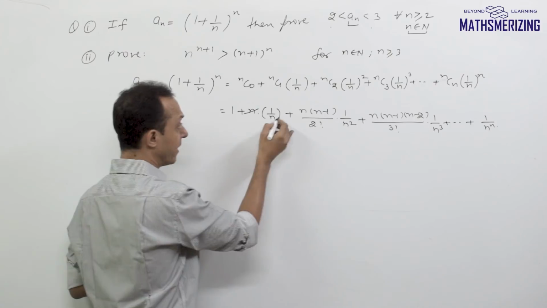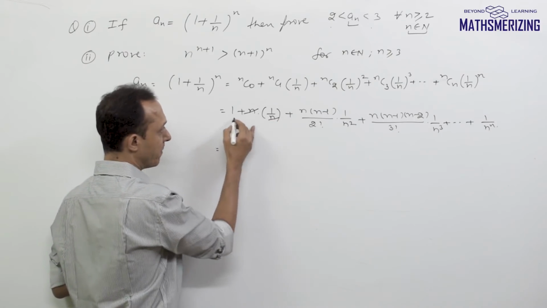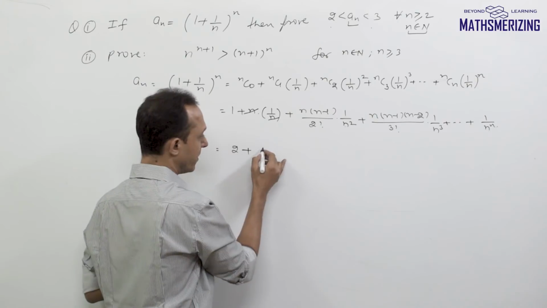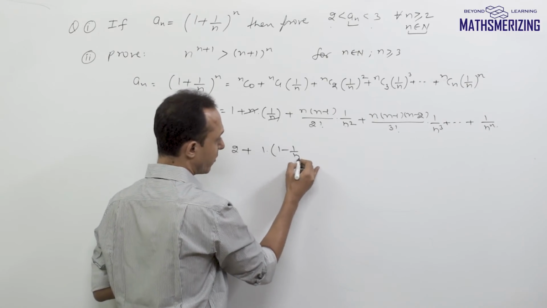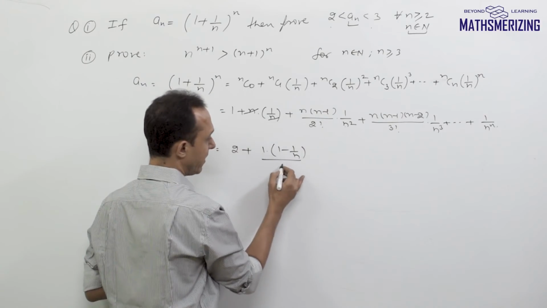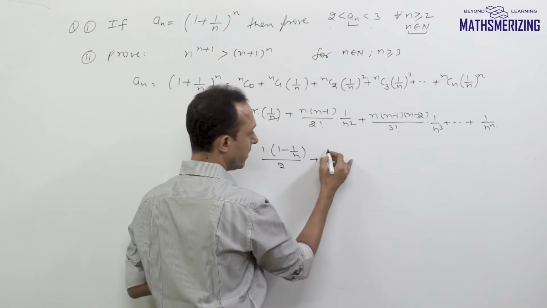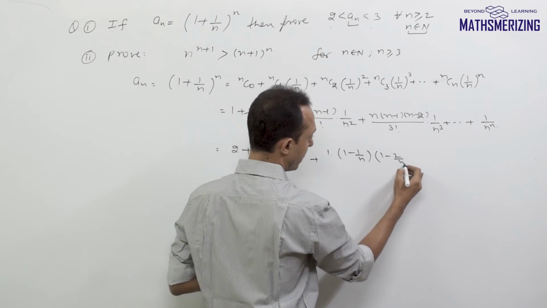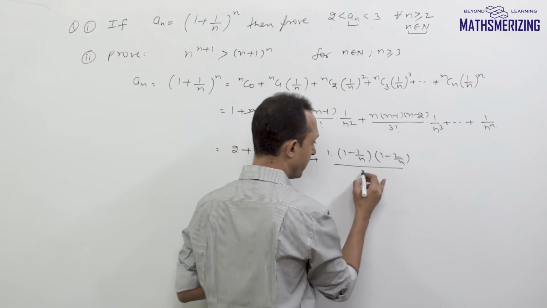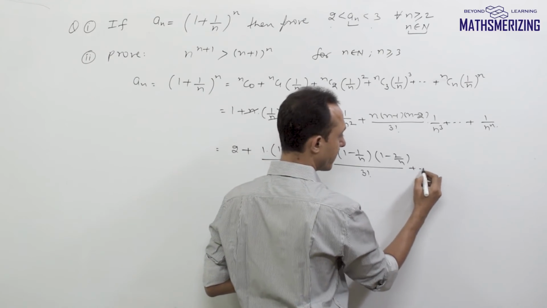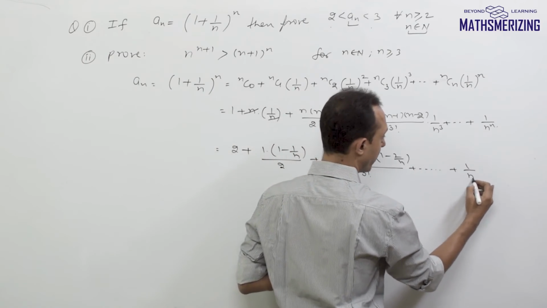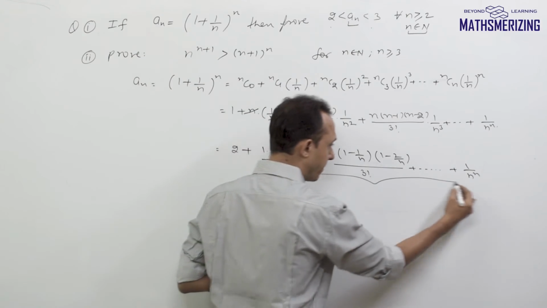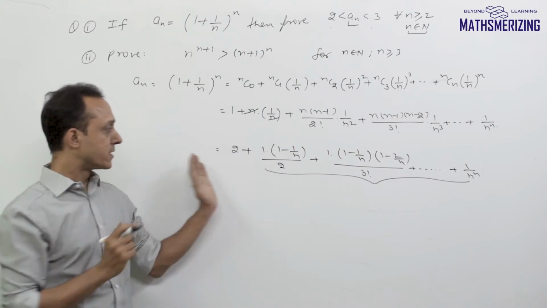Now here n and n will cancel. So I'll write 1 plus 1, which is 2, plus, and I'll divide it by n squared. So here will be 1 upon factorial 2 into (1 minus 1 by n), here will be (1 minus 1 by n)(1 minus 2 by n) upon factorial 3, and it will continue up to 1 upon n to the power n. Now clearly all these terms will be positive. So it will be 2 plus some positive number.